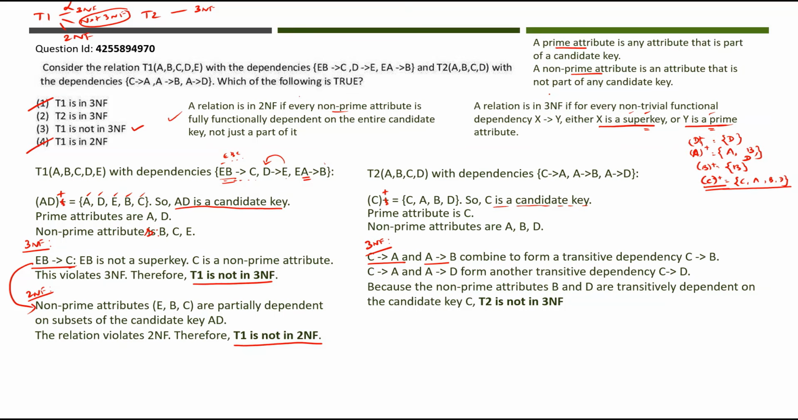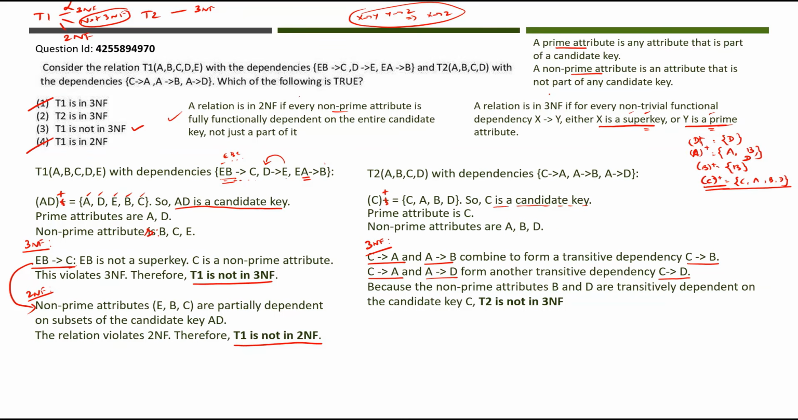What is this actually? X derives Y, Y derives Z, which means that X derives Z. This part is called as transitive dependency. C derives A and A derives B combine to form a transitive dependency C derives B. Similarly, C derives A and A derives D form another transitive dependency C derives D. What is actually third normal form?